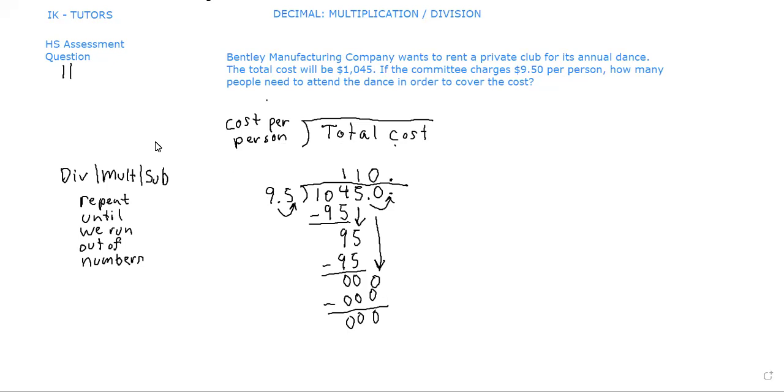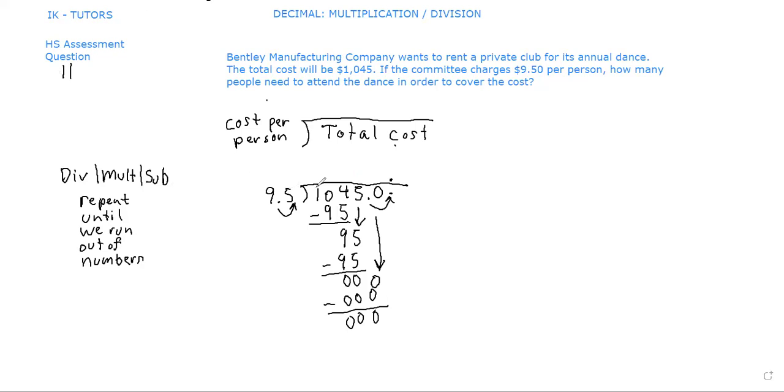So first, let's talk about long division for a second. Long division is repeating these three steps until we run out of numbers. We're going to divide, multiply, subtract, repeat. We just keep doing that until we have no more numbers. It'll make sense in a second when we do it. So let's get rid of our answer here, just so it doesn't confuse us when we're going through the problem.